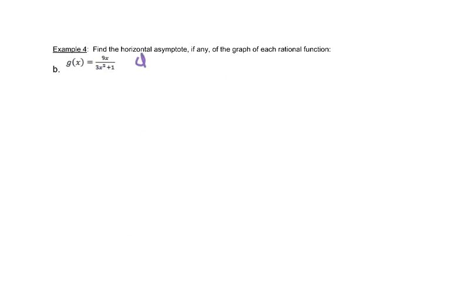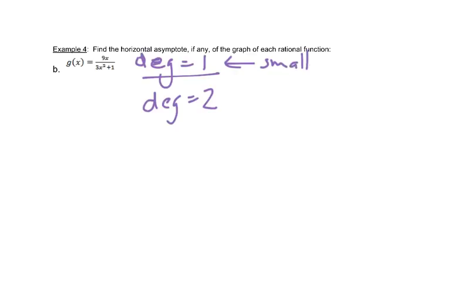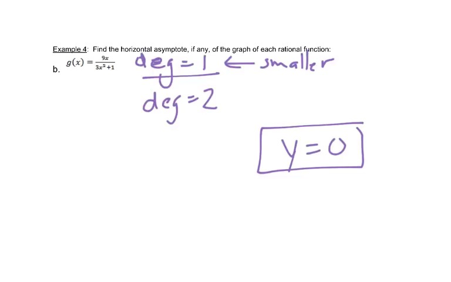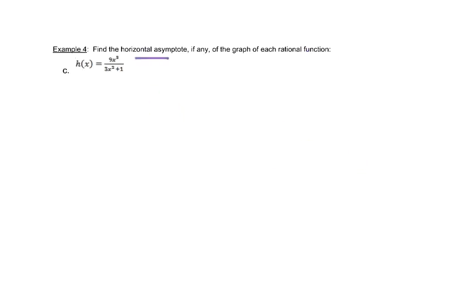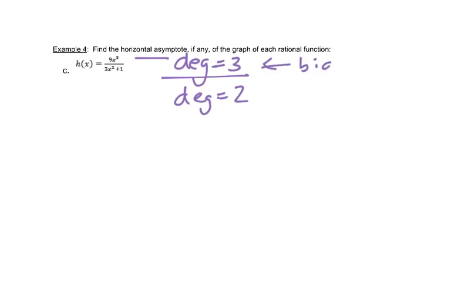Here the degree on the top is 1, and the degree on the bottom is 2. Because the degree on the top is smaller, it's automatically y equals 0 for the horizontal asymptote. Here the degree on the top is 3, and the degree on the bottom is 2. Because the degree on the top is bigger, there is no horizontal asymptote.